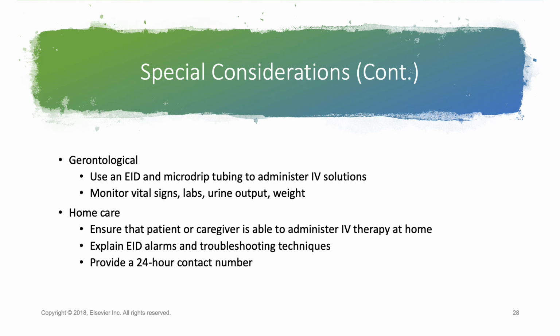Special considerations with our gerontological population, we want to use an electronic infusion device, an IV pump, if at all possible, because they are at risk for fluid volume excess. So we want to make sure that their flow is regulated. If not, we want to use micro drip tubing so that what they're receiving is more precise, and keep an eye on it. Monitor them: vital signs, labs, urine output, weight. That all gives vital information as to how the patient is handling those extra fluids that they're receiving.